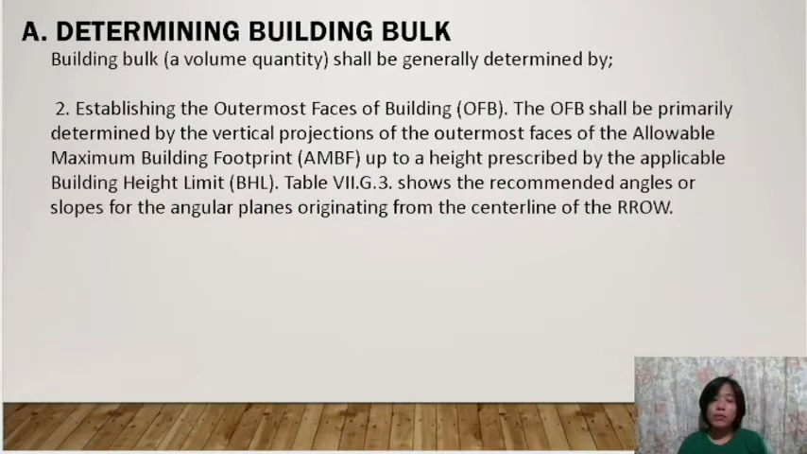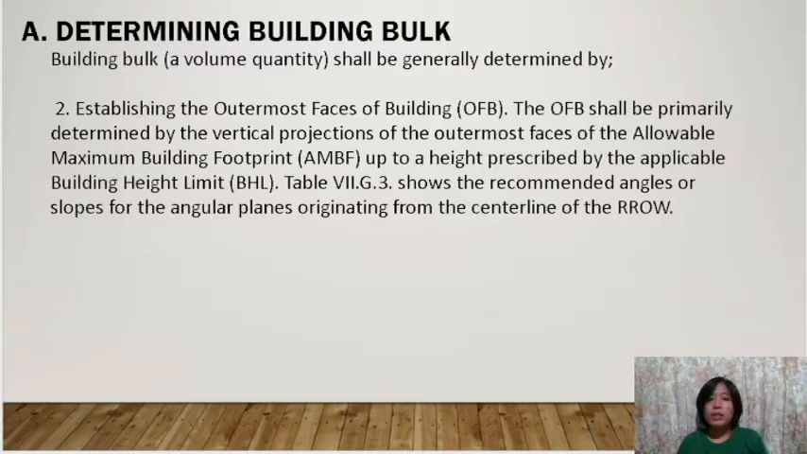Establishing the outermost space of the building, OFB. The OFB shall be primarily determined by the vertical projection of the outermost space of the allowable maximum building footprint or AMBV up to the height prescribed by the applicable building height limit, BHL.